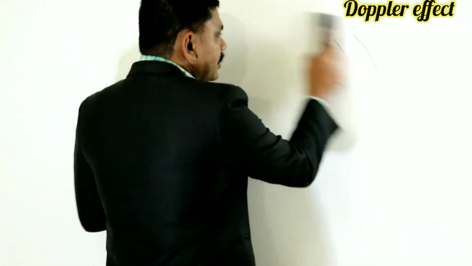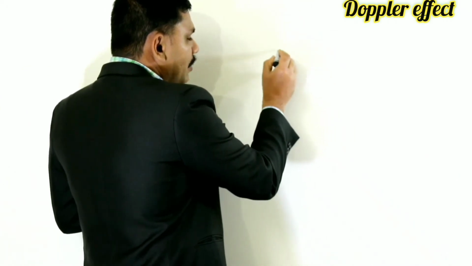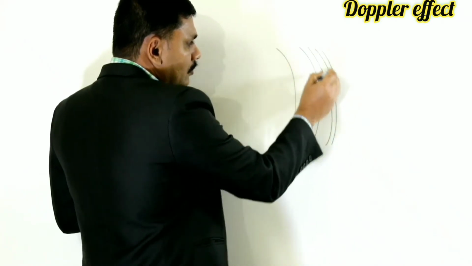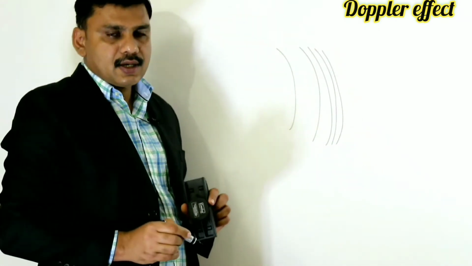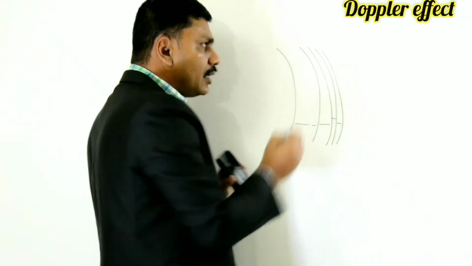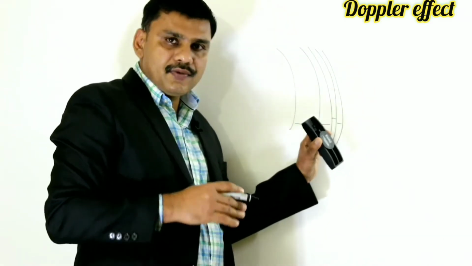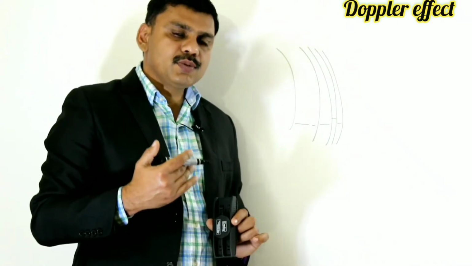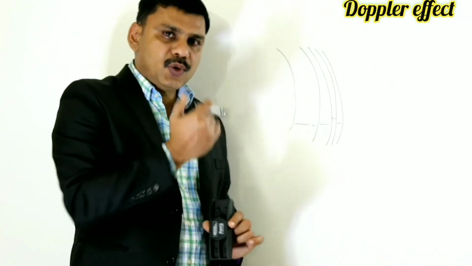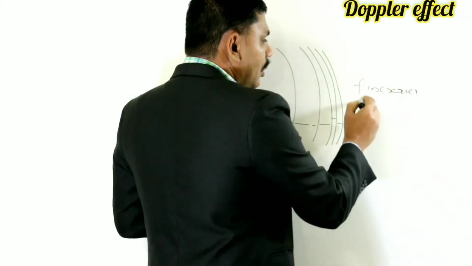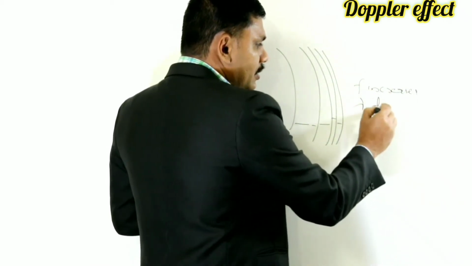In some questions the diagram comes like this. If the diagram is like this, that means the separations are decreasing. This means frequency is increasing. That means the source of sound is moving towards the observer. Frequency increases, and wavelength, symbol lambda, decreases.